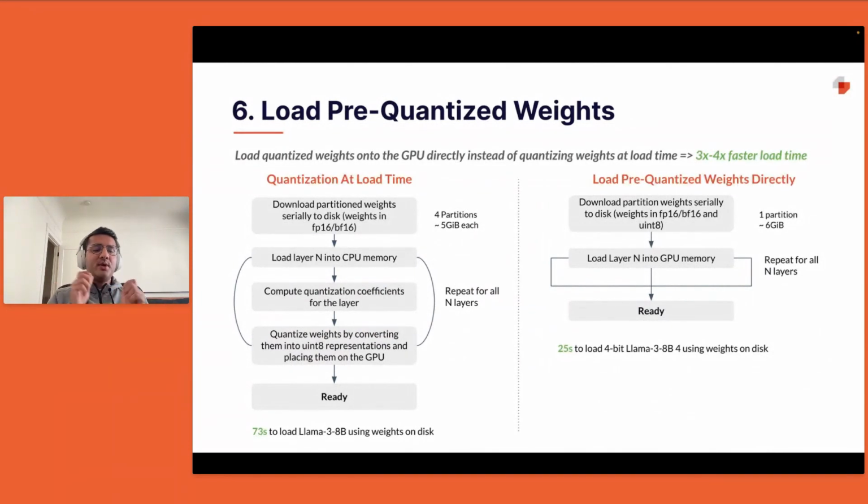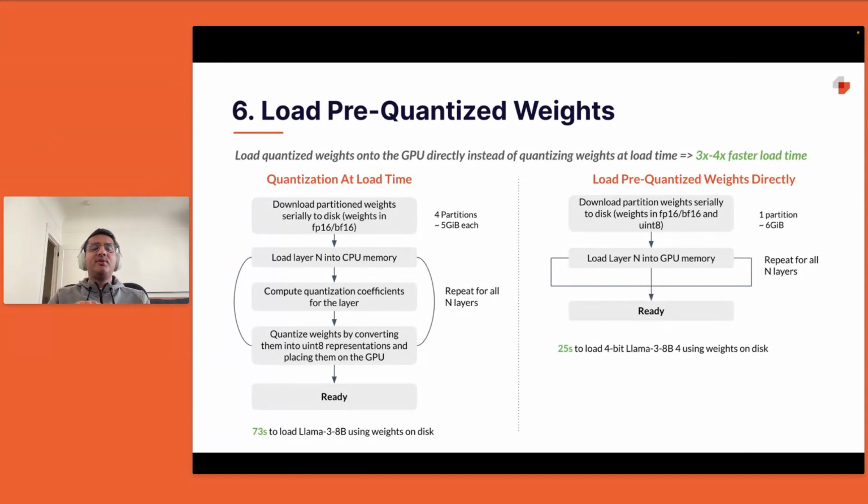You compute something called quantization coefficients, which are basically a way of mapping the data back from quantized state to floating point state, and doing that interchange. And then you quantize, using these quantization coefficients, you quantize the weights on the fly by converting them into uint8 representations, and then placing them on the GPU.